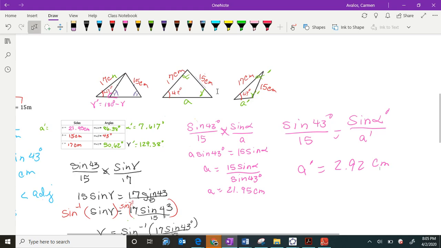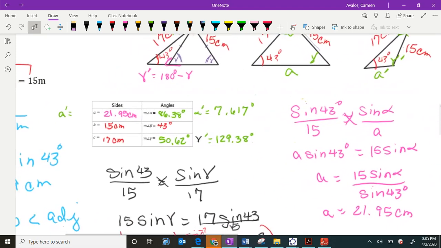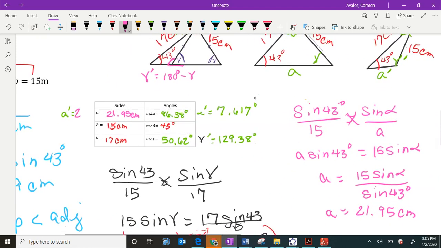So this angle has to be bigger than this gamma and this gamma prime. This angle here has to be bigger than this alpha prime here. And the A has to be smaller on this one here. And that's how it all worked out. So this answer here is going to be 2.92 centimeters.